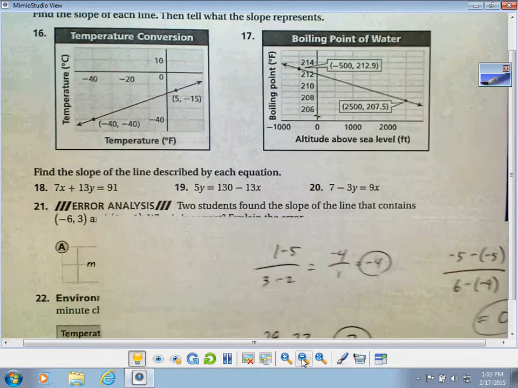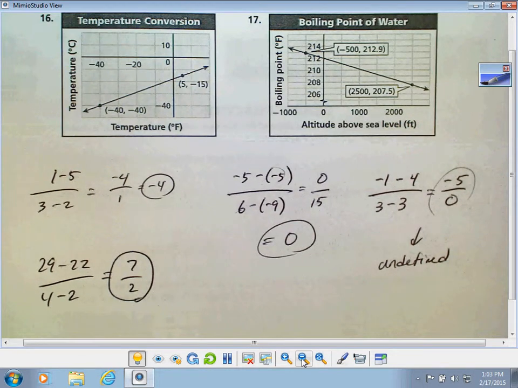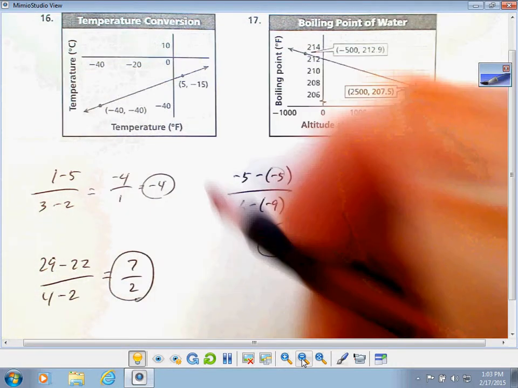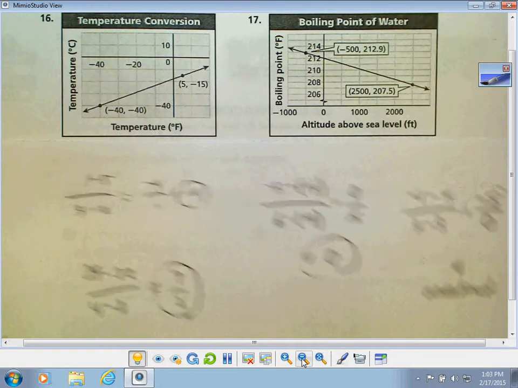Okay, when we get to 16 and 17, again, we might be running into that situation of, is it easier to just use the points that are given and use the slope formula rather than count? I would say that counting by these grids are both probably pretty tough. So let's use the slope formula instead.